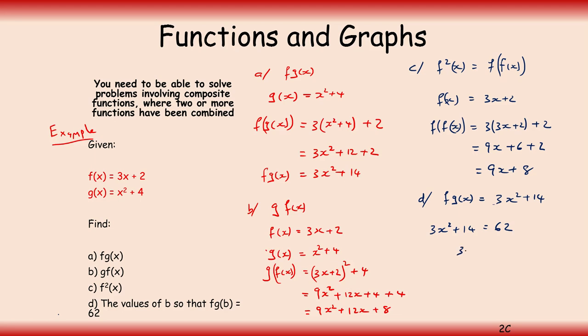Solve the equation. So 3x squared is going to be equal to 62 minus 14, which is 48, I believe. So 3x squared equals 48. It's interesting, I was just looking back at the question. It says the values, and this is x squared, so we'll have two values. X squared equals 48 divided by 3, which is 16. That means that x is a square root of 16, which is plus or minus 4.